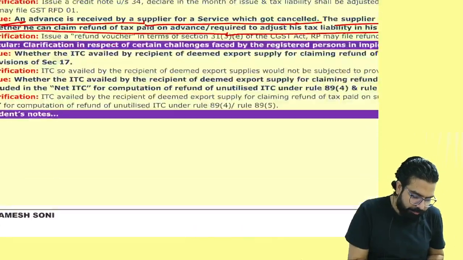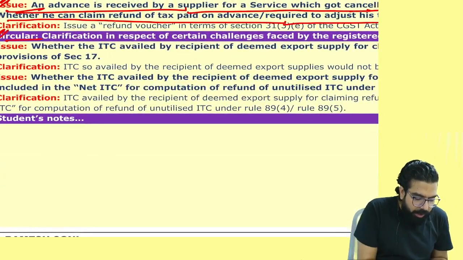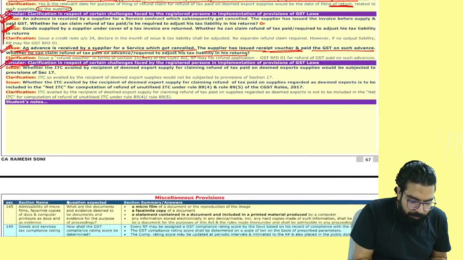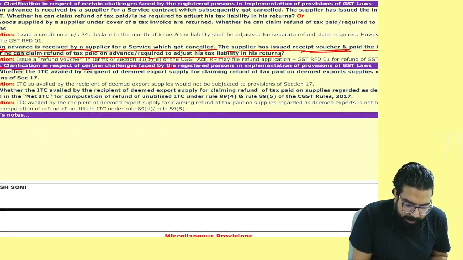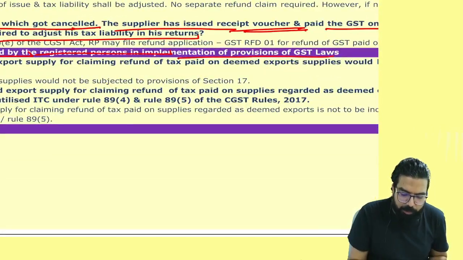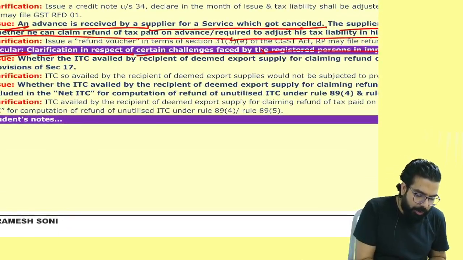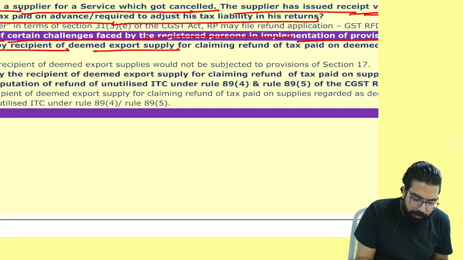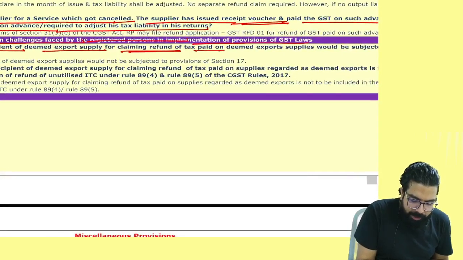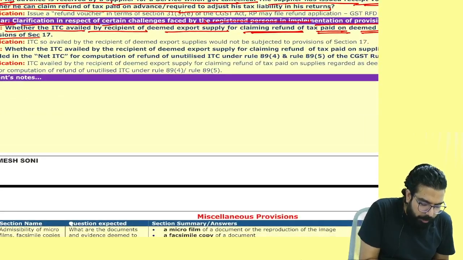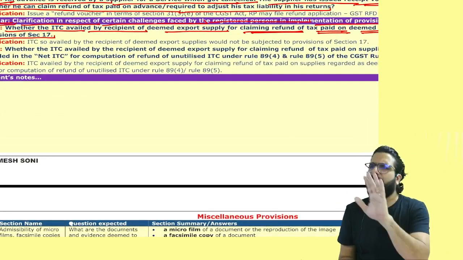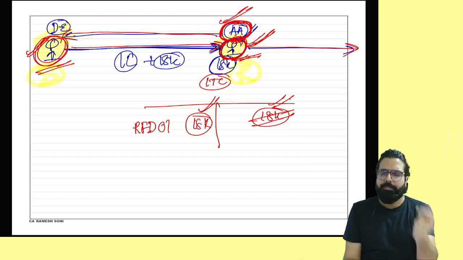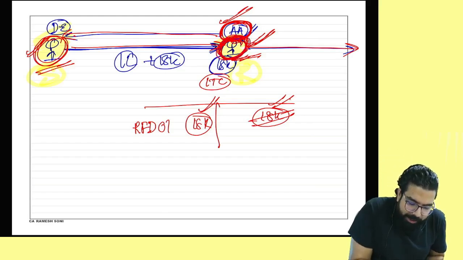Everyone over here now. The next one over here: clarification in respect of certain supplies faced by the registered person in implementation of the provision of GST law. Whether the ITC availed by the registered person of deemed export supply for claiming refund of tax paid on deemed export supply would be subject to the provision of section number 17. Everyone listen. Tell me one thing. I am not the supplier of deemed export, I am the recipient.